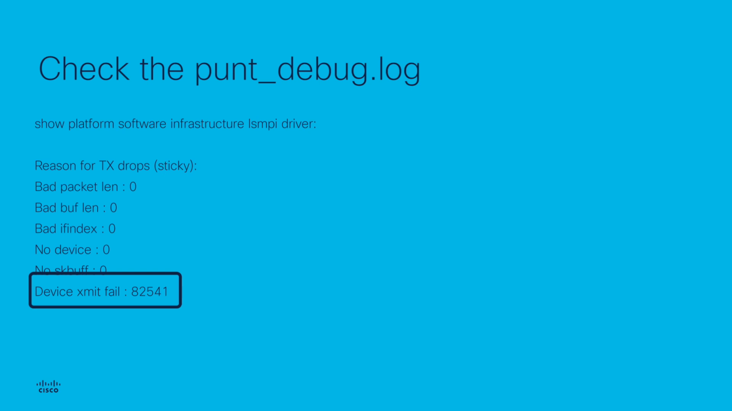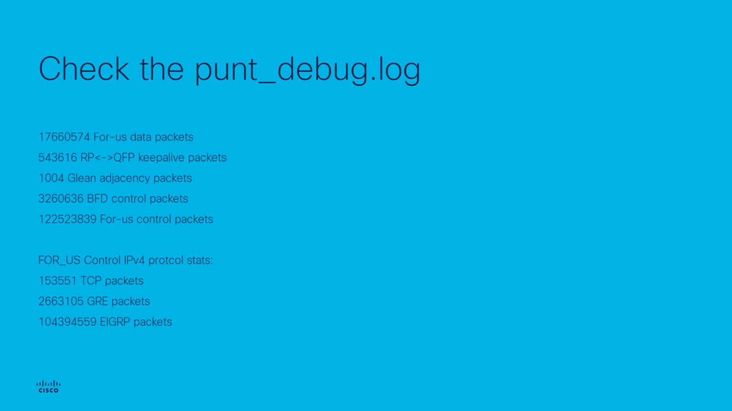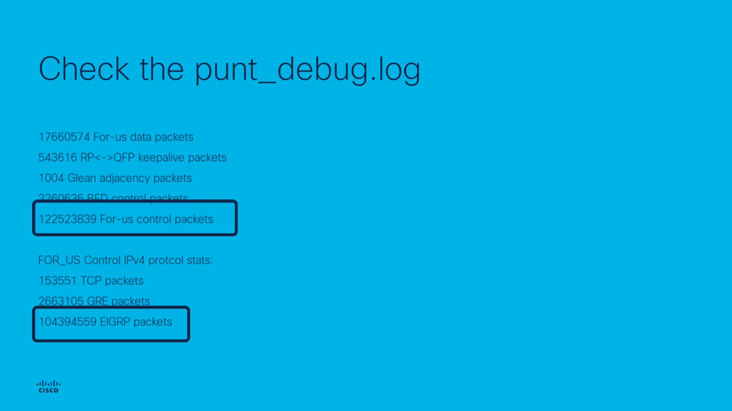The EM script was provided to get more data about the resources, punt data path, and other infrastructure-related commands. By checking the LSMPI traffic punt counters, it was found that the EIGRP control plane packets are remarkable. These are packets identified as for us packets. Later on, it was found that the hypervisor was oversubscribed, impacting the underlying compute resources. The CSR AKV was deployed in another hypervisor, and this helped to mitigate the problem.